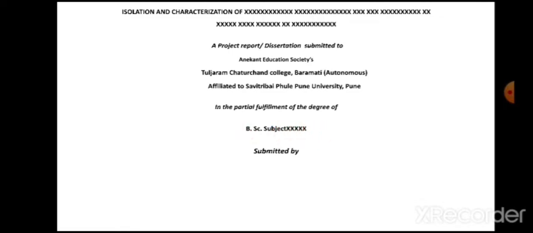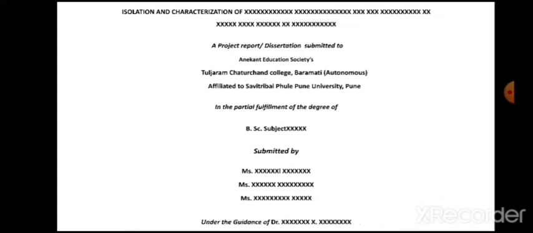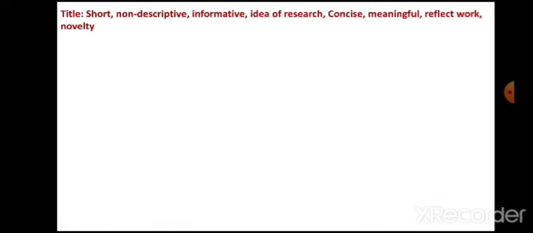Submitted by, then these will be the names of the students who have carried out this research work. It can be a single student, it can be two students, or at maximum three students, whatever is there. Followed by that, under the guidance of Doctor or Professor, you have to write the name of that respective guide. The title, as we have already discussed, should be short, non-descriptive, informative.